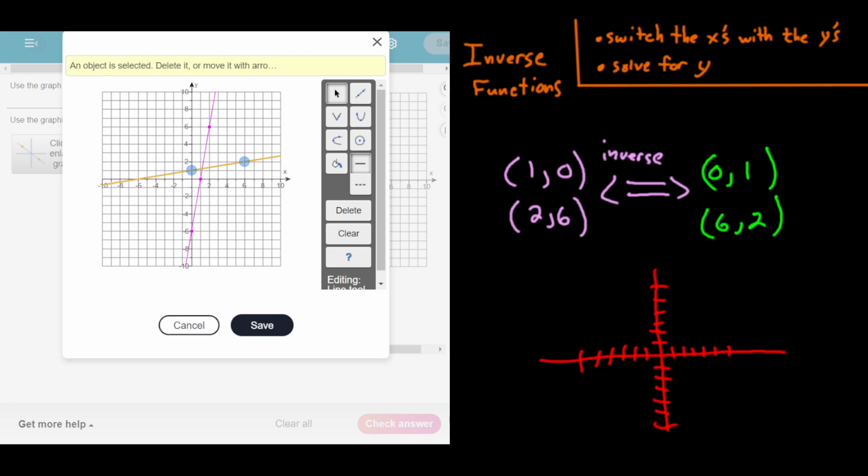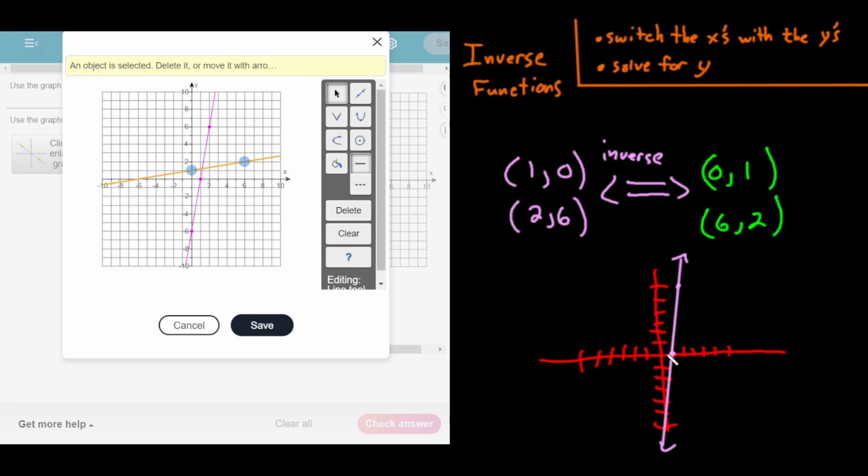Okay, I'm going to use a little purple or pink graph. So we have 1, 0. We have 2, 6. And there's like a straight line. I can make a straight line. Let me see. Yeah, something like that, right? So that's a straight line going from there to there.